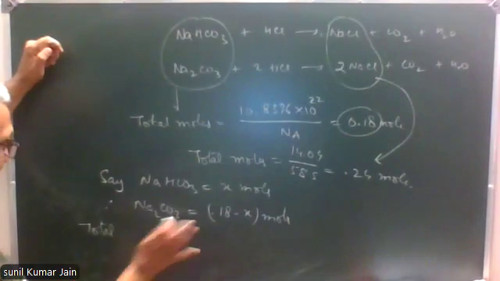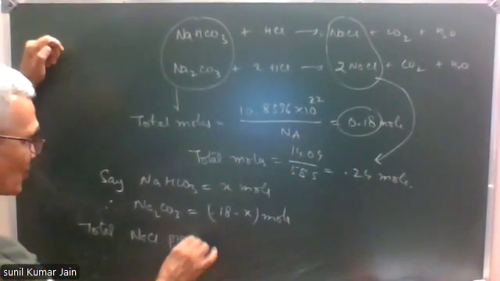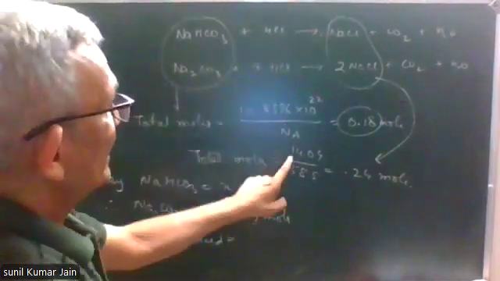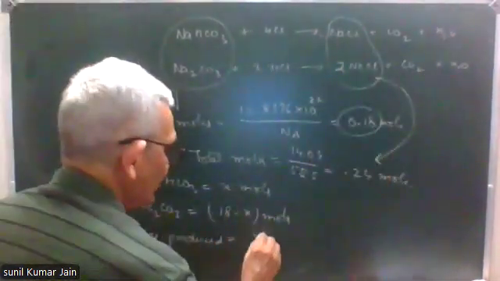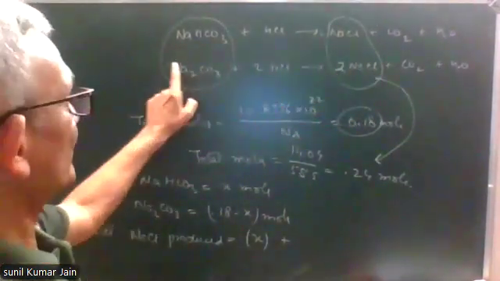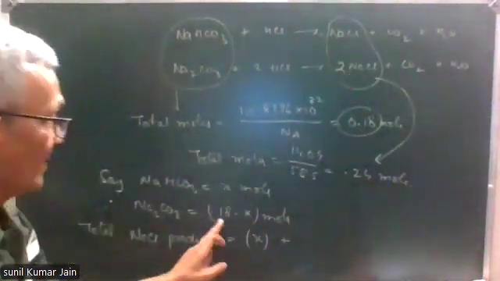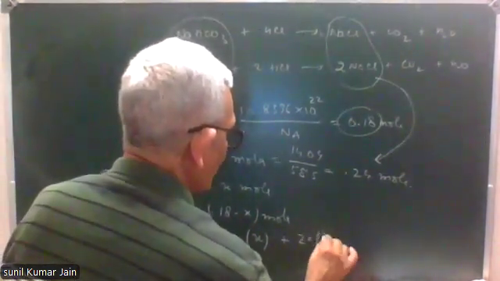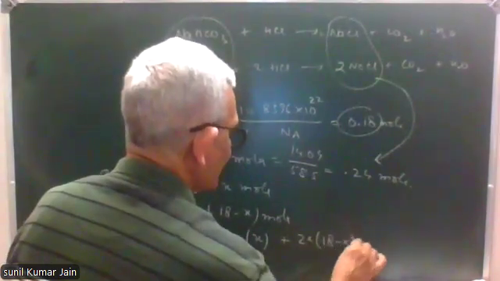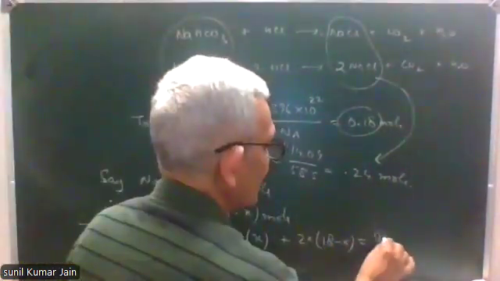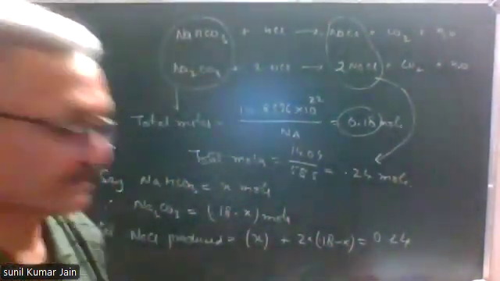Total NaCl produced: I'll repeat, 1 mole will give 1 mole, X mole will give X mole. In the second equation, 1 mole will give 2 moles of NaCl. So 0.18 minus X will give double of this, that is 2 into 0.18 minus X. And this total is equal to 0.24. I'll write it on the top.